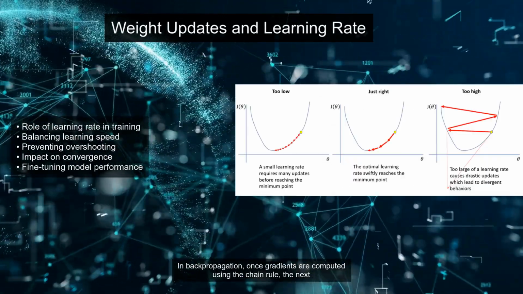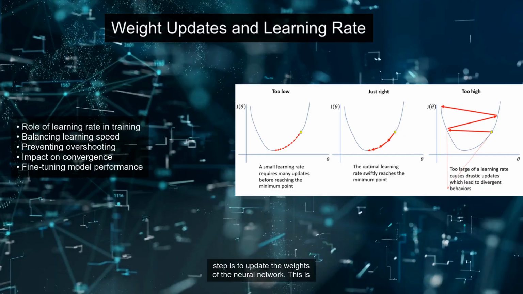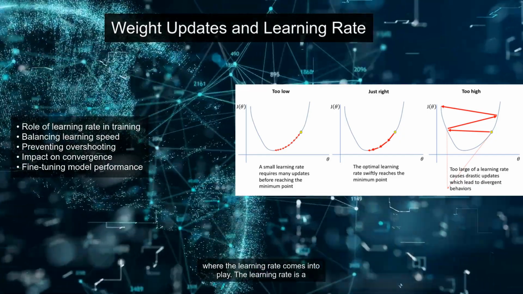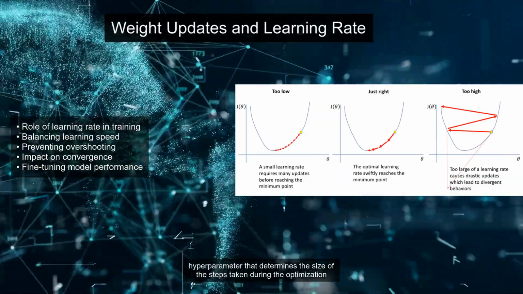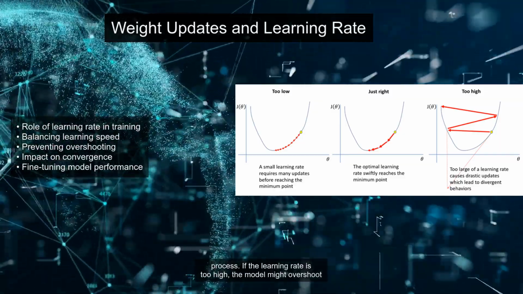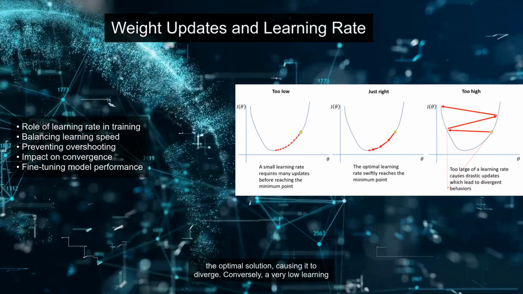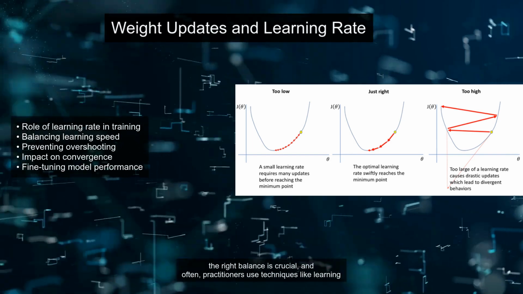In backpropagation, once gradients are computed using the chain rule, the next step is to update the weights of the neural network. This is where the learning rate comes into play. The learning rate is a hyperparameter that determines the size of the steps taken during the optimization process. If the learning rate is too high, the model might overshoot the optimal solution, causing it to diverge. Conversely, a very low learning rate can lead to slow convergence, making the training process inefficient.